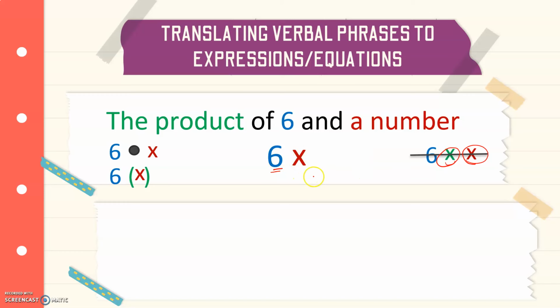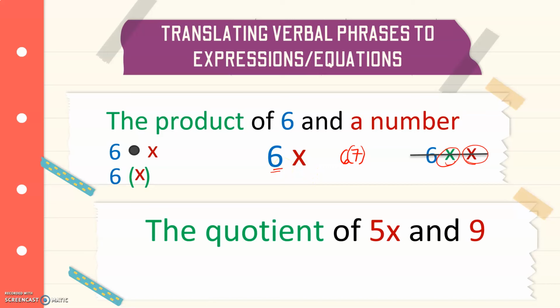It's a different story if you're multiplying 6 and another number. Say for example, the product of 6 and 7. You cannot write it as 6 7 like this because 6 and 7 put together will give us the number 67. So instead, we put a parenthesis to 7 so that this will mean multiplication. But again, since we are multiplying a number and a letter, we can just simply put them together and that will already mean multiplication.